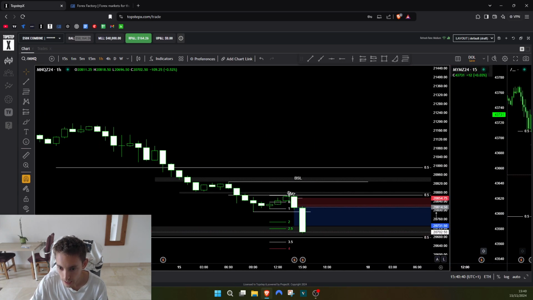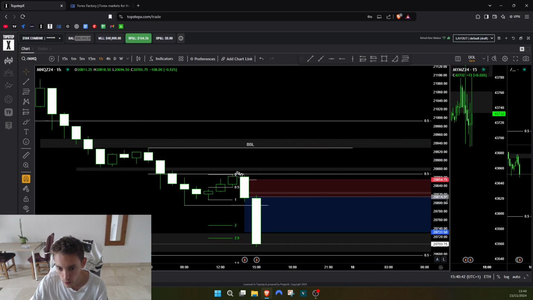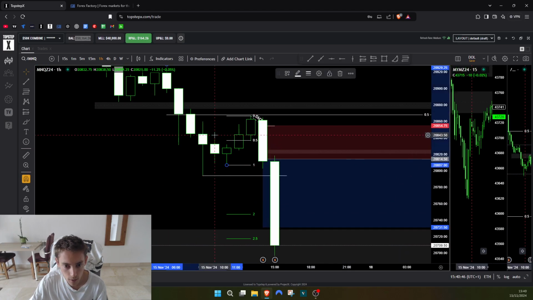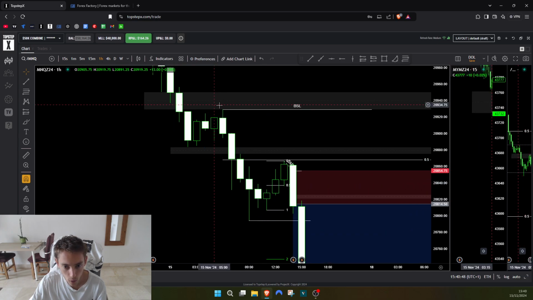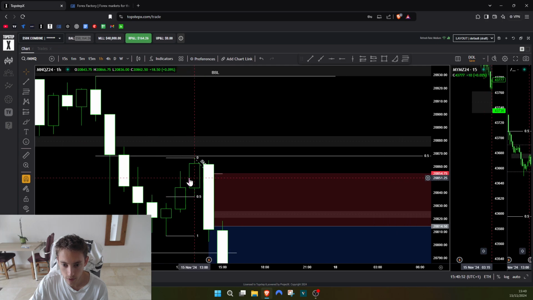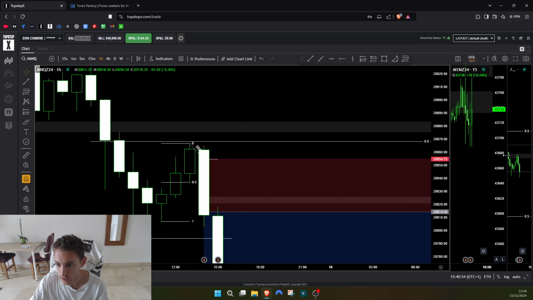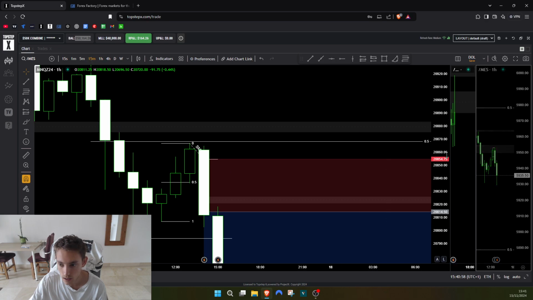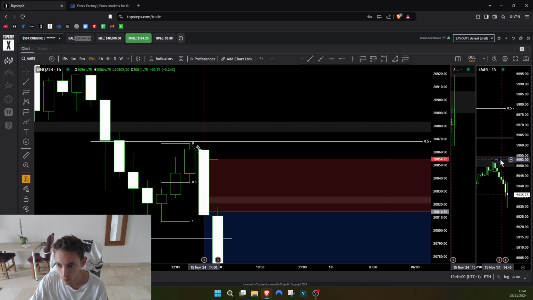I was going to be a bit hesitant to take the trade, but I saw we had an SMT here coming into the equilibrium of this 1 hour low that we made. So we came into equilibrium. We didn't sweep the liquidity, but we did form an SMT, because as you can see on ES here, we made a higher high, and here we made a lower high.